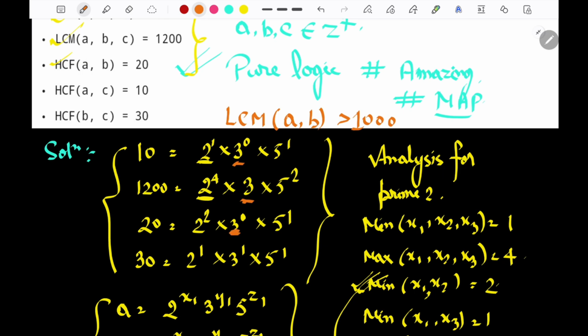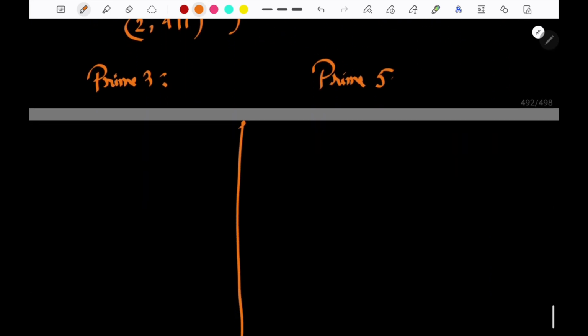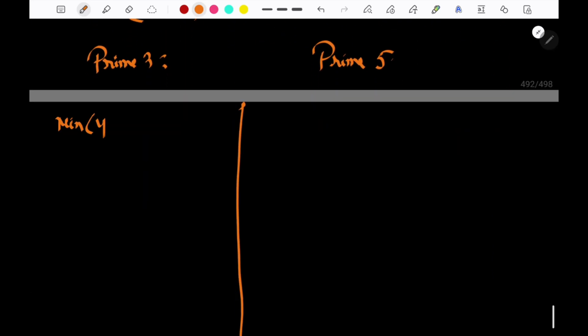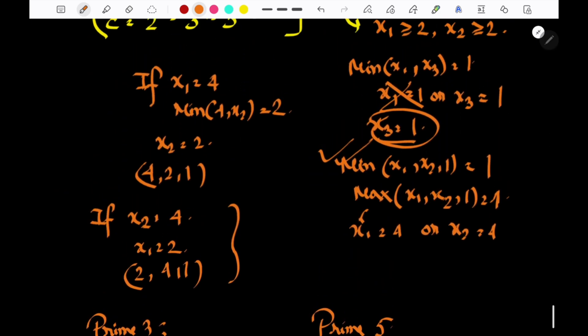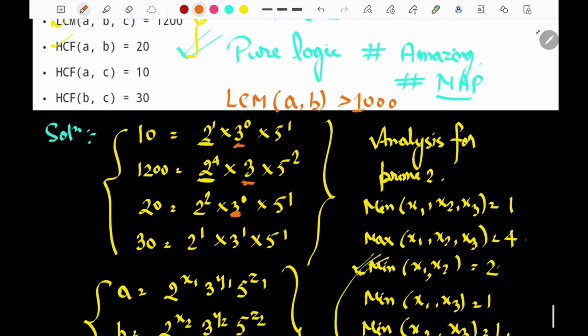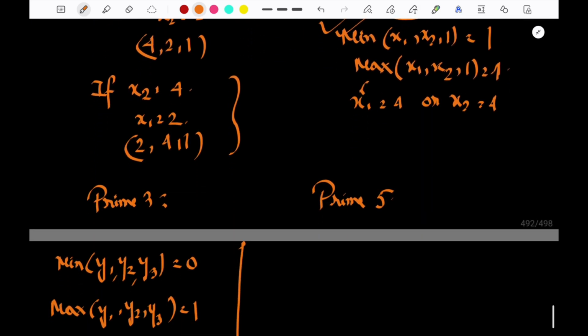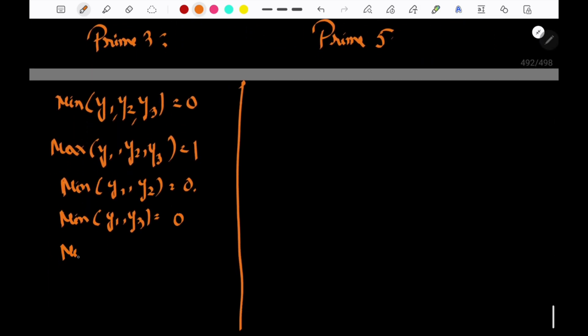Again this will be 0. Okay, so minimum of y1, y2, y3 is 0. Maximum of y1, y2, y3 is 1. Minimum of y1, y2 is 0. Minimum of y1, y3 is what? So actually y1 is 0, so again it is 0. And minimum of y2, y3 is 1.